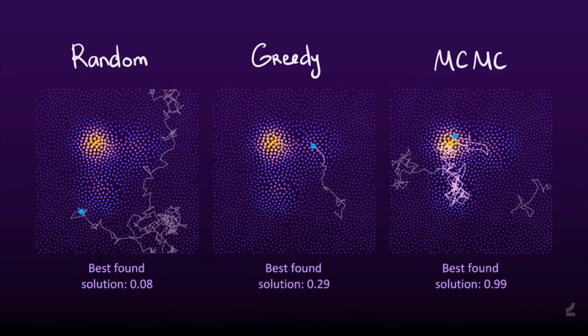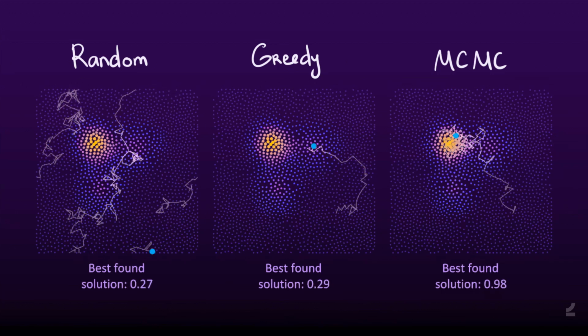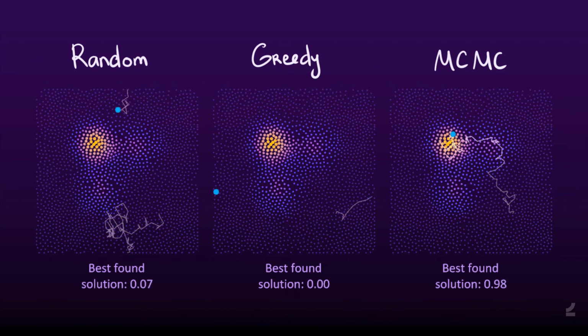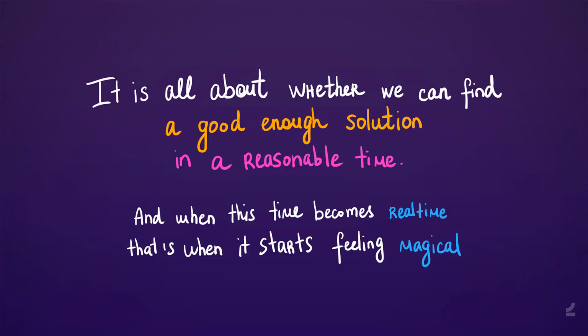But doesn't it all sound like a lot of work? Wouldn't it take forever to find the best solution in a real scenario? Well, the reality is that we are not interested in the best solution. We are interested in a good enough solution that we can find in reasonable time. And when this time becomes real time, that's when it starts feeling magical. In fact, we would prefer finding a variety of good answers as opposed to a single best answer, because this way we can present the user with a variety of alternatives, example of which we will see later.